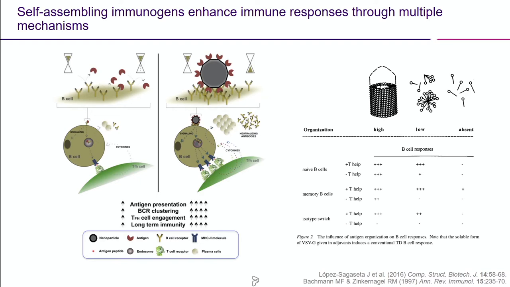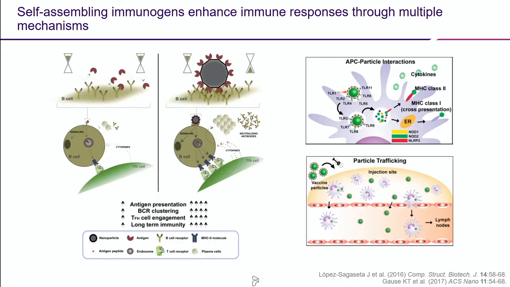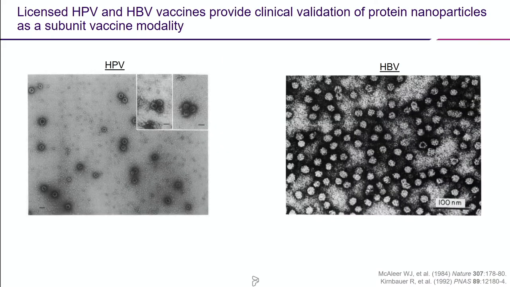More recently, we've gotten a better mechanistic understanding of the roles that particulate or repetitive antigens play. So this is a recent review from GSK where they're highlighting that B cell receptor cross-linking that I was mentioning, but then also some of the additional signaling that comes along with that. So particulate antigens are good. There's also trafficking effects and interactions with the innate immune system that are driving these enhanced immune responses.